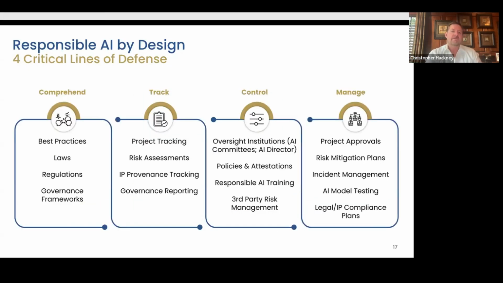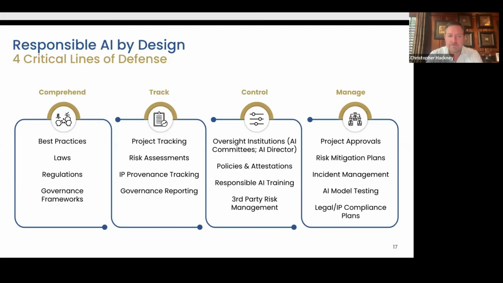So when we look at responsible AI by design, we really look at 4 critical lines of defense to help make sure that this is being done properly within a responsible AI framework. Now, not all of these have to be done at the same time. Many organizations will implement them sequentially or in parallel. But these are some of the important things an organization should be thinking about to make sure that they've implemented responsible AI properly. The first piece of this is comprehending.